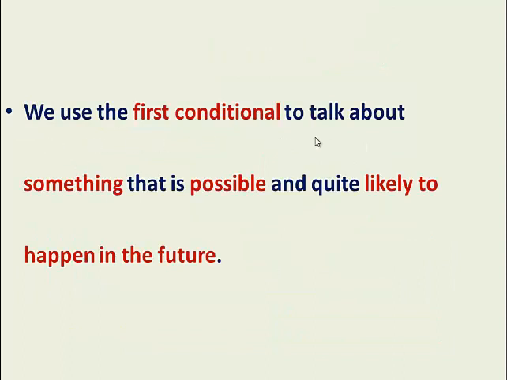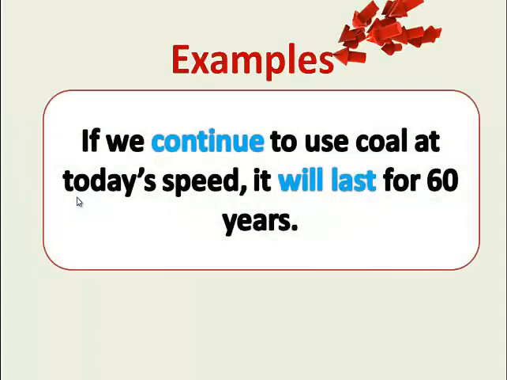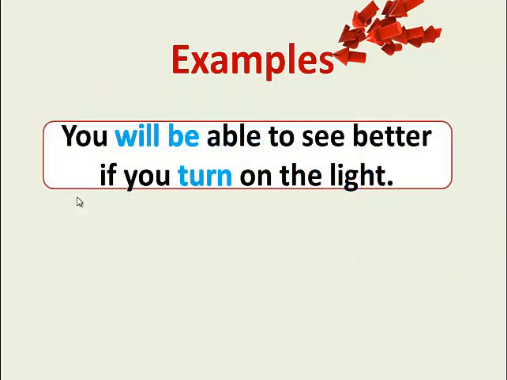We use the first conditional to talk about something that is possible and quite likely to happen in the future. I read this again because it's important. We use the first conditional to talk about something that is possible, that is likely to happen in the future. For example, if we continue to use coal at today's speed, it will last for 60 years. Another sentence. You will be able to see better if you turn on the light.